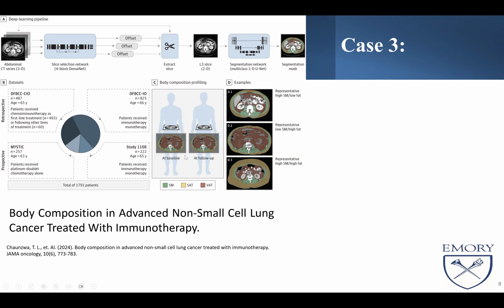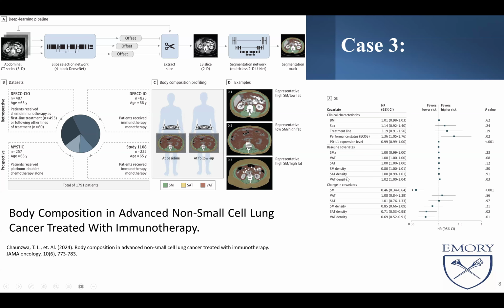So in this study, just quantifying the volume of subcutaneous fat and the volume of visceral fat, just the volume, we don't have to train any model. This study was published in JAMA Oncology in 2024. They looked at overall survival, and I will use the p-value, which is easily understood by everyone. If the p-value is less than 0.05, the result is statistically significant.